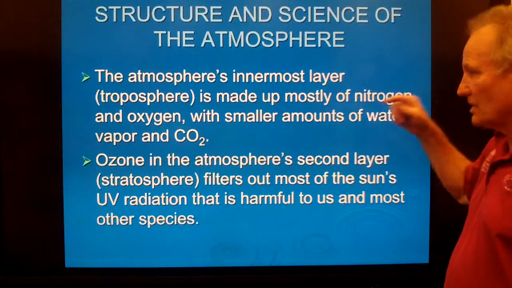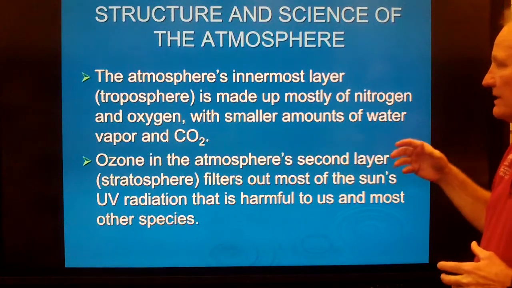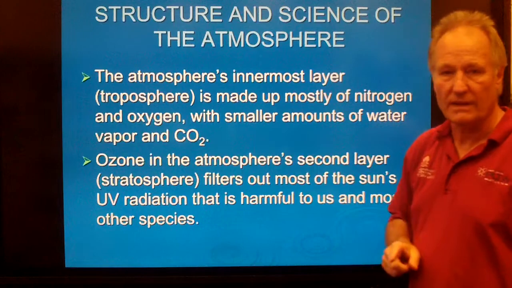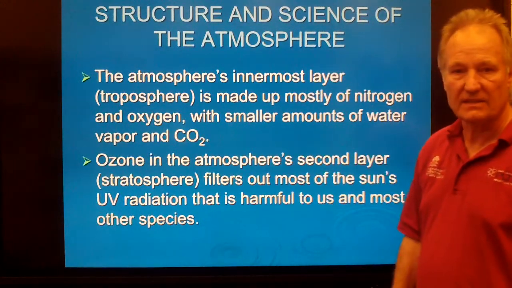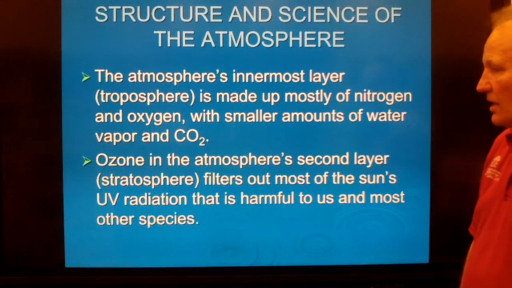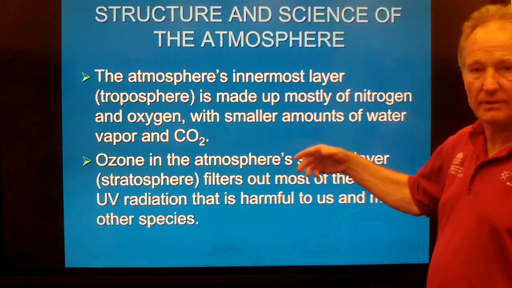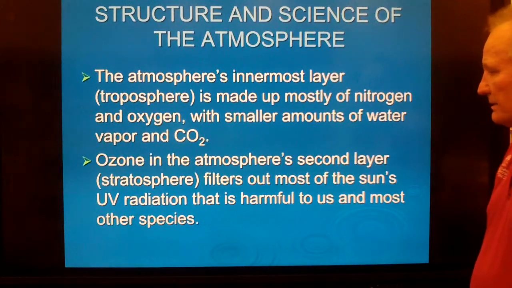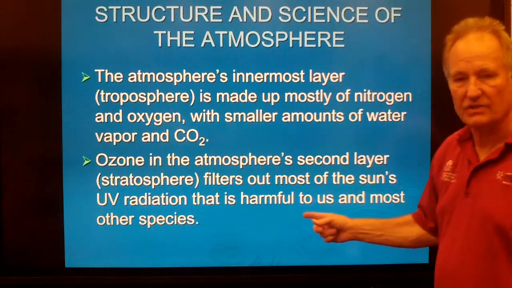Okay, so we are in the troposphere, the innermost layer, and it is mostly nitrogen, 78% nitrogen, about 21% oxygen, and that leaves less than 1% carbon dioxide, 0.03%. In most cases, water vapor and other things happen to be up there. The ozone in the stratosphere actually filters out most of the sun's UV radiation.